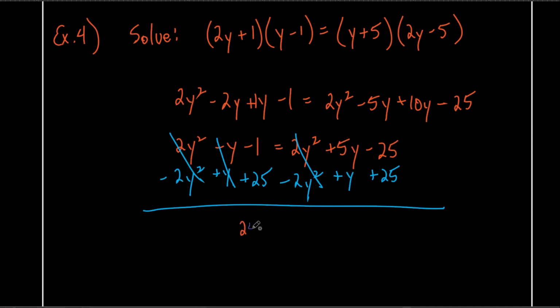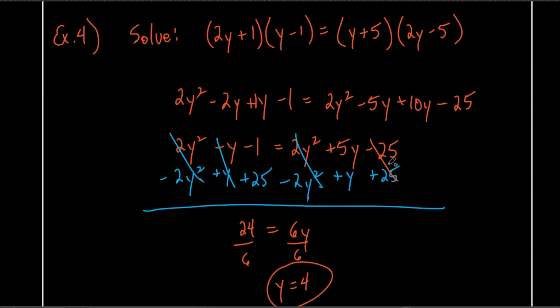What's this going to be? 24. What's this going to be? 6y. That cancels out. Let's just make sure I did it right. I did. So divide both sides by 6. And y is what? 4. So I did that one right.